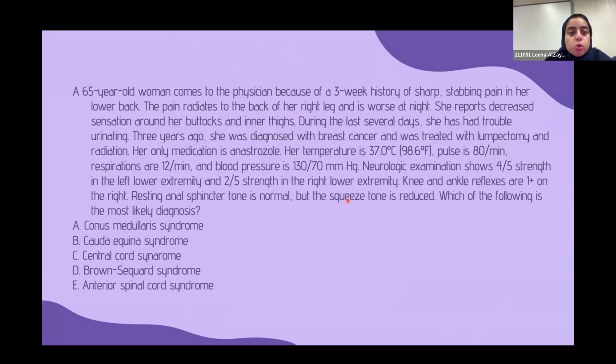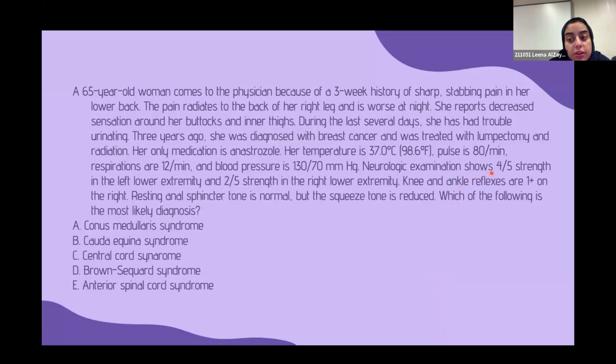A 65-year-old woman comes to the physician because of a 3-week history of sharp stabbing pain in her lower back. The pain radiates to the back of her right leg and worsens at night. She reports decreasing sensation around her buttocks and inner thighs. During the last several days, she had trouble urinating. 3 years ago, she was diagnosed with breast cancer and was treated with lumpectomy and radiation. Her only medication is anastrozole. Her temperature is normal, pulse is normal, respiration is 12 per minute, and blood pressure is 130/70.